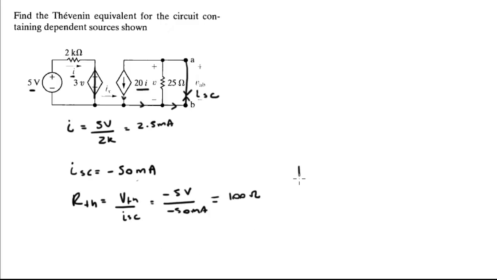So the equivalent circuit is going to look something like this. 100 ohms, and this is going to be 5 volts. It's positive 5 volts because, as you can see, I switched the polarity. I put the negative at the top and the positive at the bottom, and this would be A and this would be B.